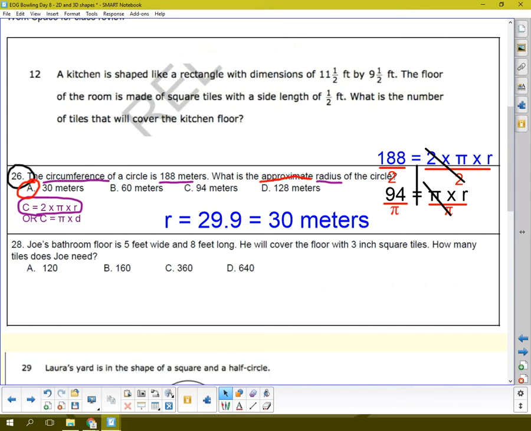So that's one problem there solved for you. We found the radius of a circle when given its circumference.